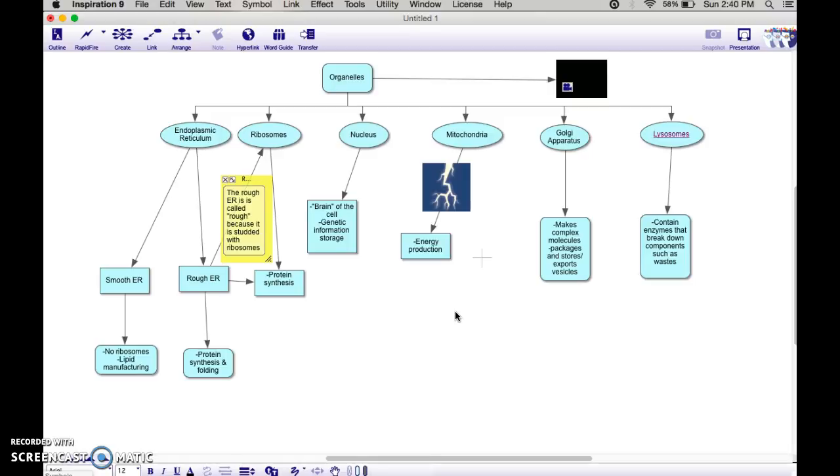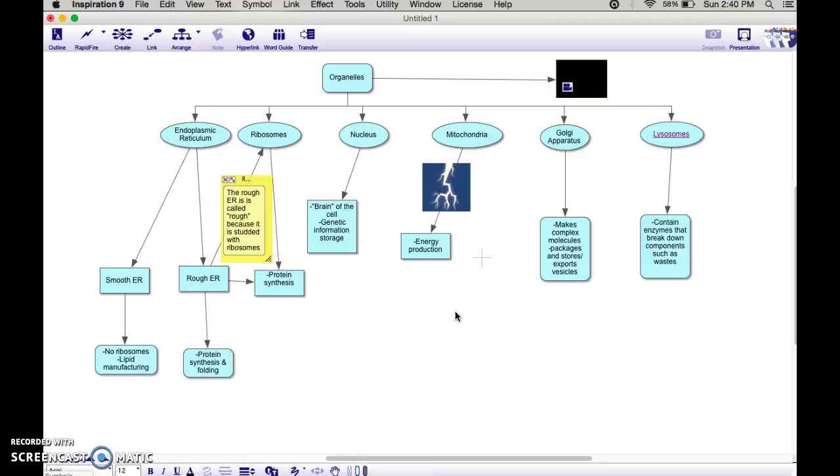So moving on, we have the Golgi apparatus, and this is what makes complex molecules. It takes simple molecules and combines them to create complex molecules, and then it packages and stores these things in vesicles. These vesicles are either stored in the cell, or they're exported from the cell to go somewhere else, maybe to another cell, or just for excretion from the body.